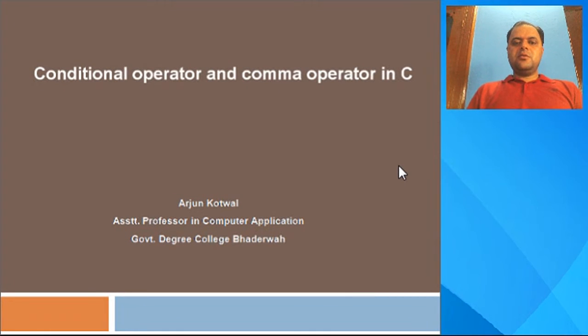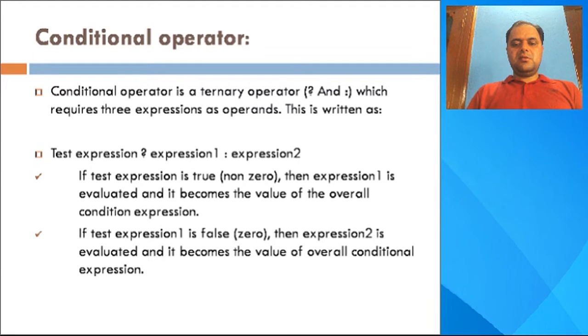Hello students, today's lecture is conditional operator and comma operator in C. So we will discuss both these operators, conditional operator and comma operator, one by one. So first is conditional operator. What is a conditional operator? It is a ternary operator.